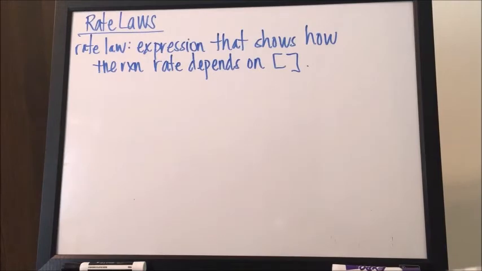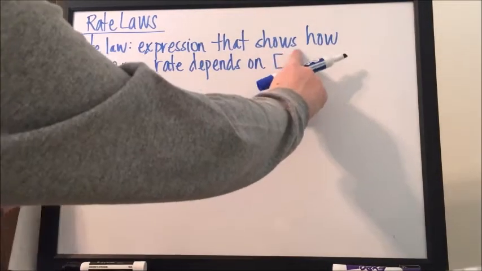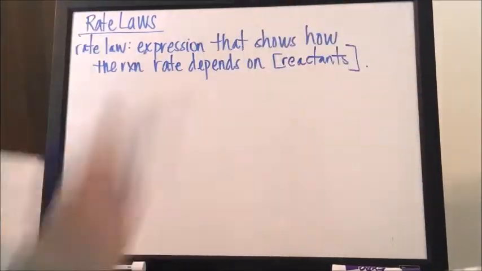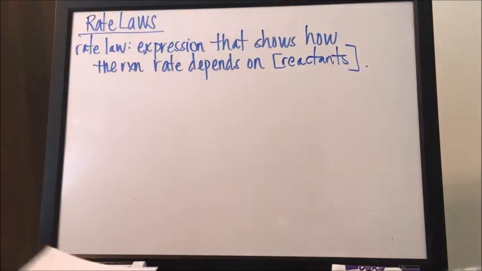I'm obviously shortcutting concentration and using my bracket symbols that we know mean concentration. Okay, so a rate law is an expression that shows how the reaction rate depends on the concentration of the reactants. Maybe I should have added that. If you would like to change your definition, you can.